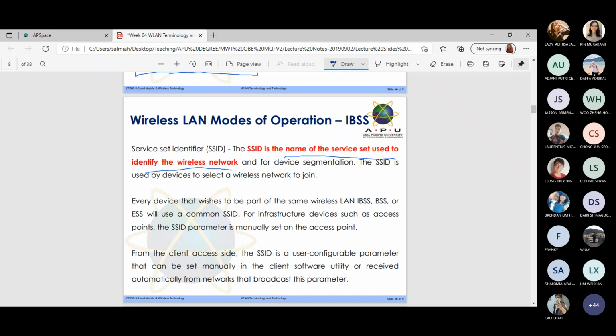And that name is what we refer to as SSID. So if you want to be part of that particular VLAN, especially independent basic service set, and even if you connect to basic service set or extended, same thing, we will use SSID to connect. And from the client side, of course, you need to configure. Normally, you need to provide a password. Am I right? And then you need to set which SSID you need to connect to.